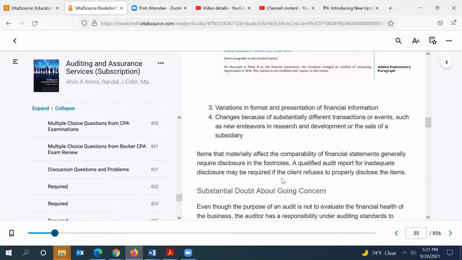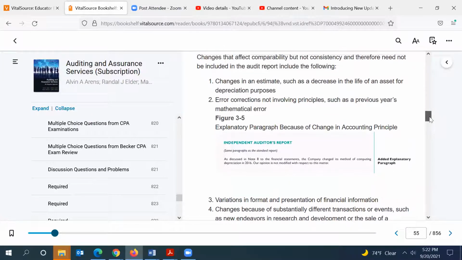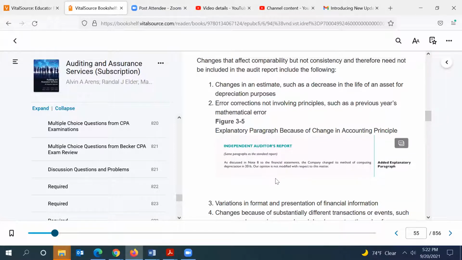So yeah, it says items that materially affect comparability of financial statements generally require disclosure in the footnotes. So even these four things that affect comparability should be footnoted too, unless they're immaterial. But the changes that affect consistency, in other words, change of accounting principles, must also be footnoted. And the auditor should agree to them as well as to these changes that affect comparability.